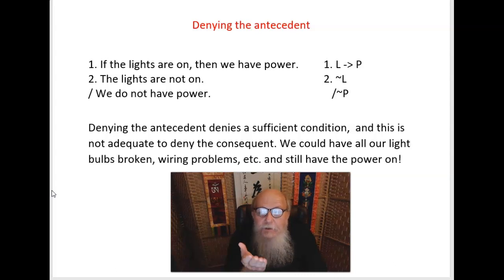Right? So remember, if the lights are on, then we have power. The lights are not on, so we don't have power. That has the form if P, then Q, not P, therefore not Q. Now, denying the antecedent denies a sufficient condition, denies that the lights are on, but that's not adequate to also deny the consequent. We could have all our light bulbs broken, or wiring problems, and we could still have the power on even though the lights aren't on.